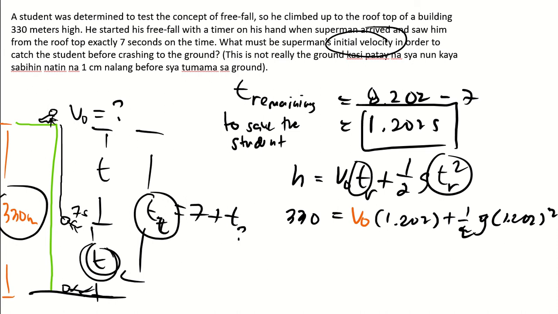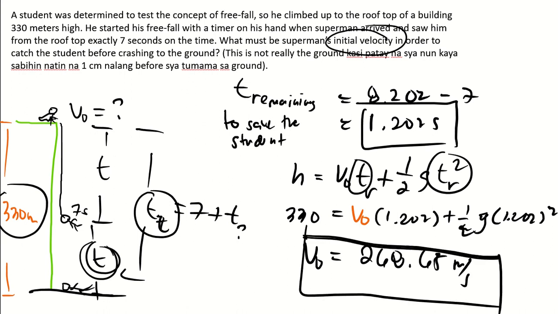Shift solve na lang natin, i-calculator na lang natin. Mahaba po sir. Natamad na po si Sir Ikal. Pwede naman kasi i-calculate, papahirapan pa natin sarili natin. Okay. So, the answer is V initial, based sa calculator, is 268.65 meters per second. So, ganyan kabilis dapat si Superman.